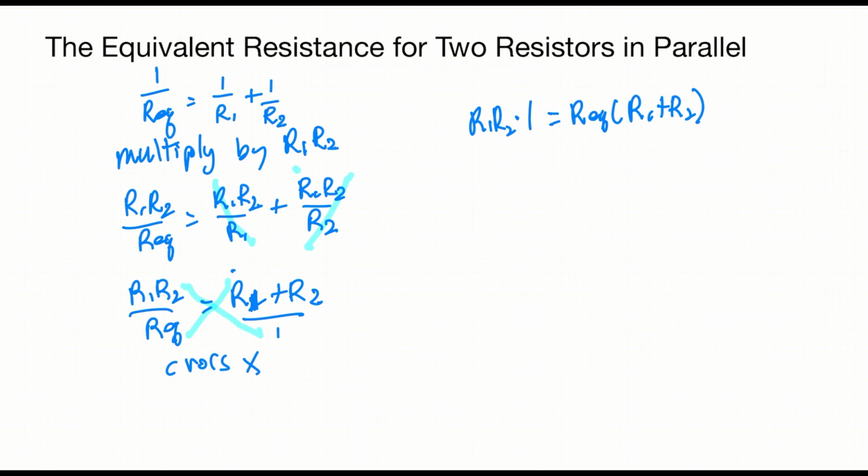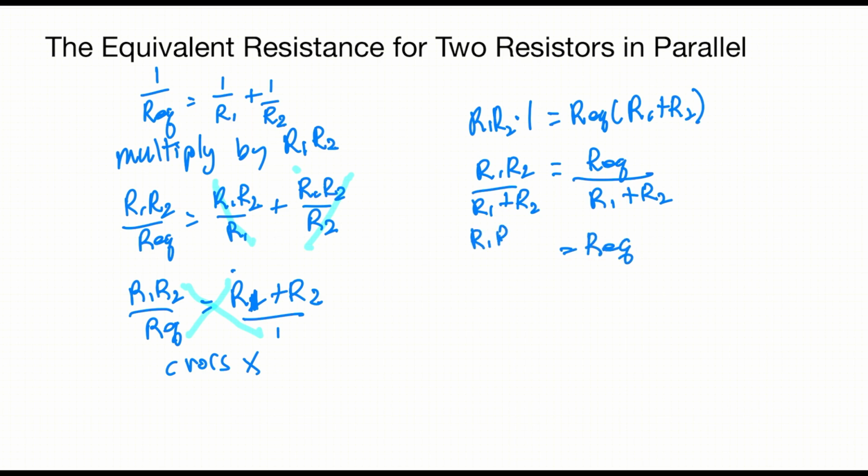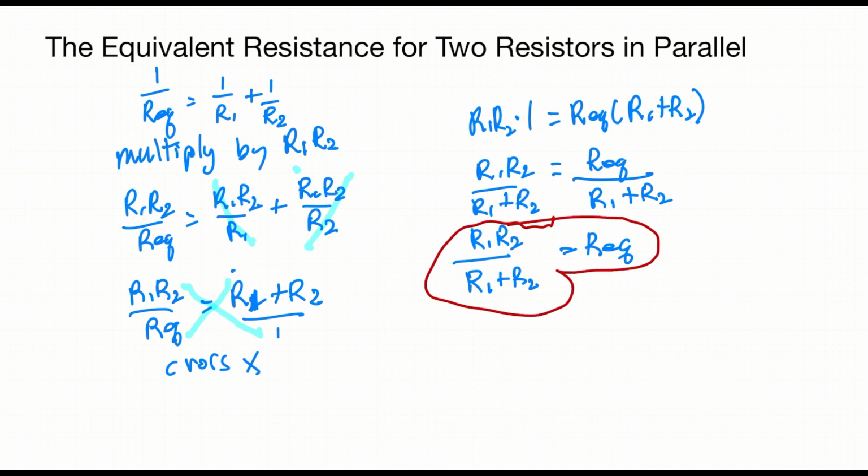If we want this in a simpler form, solving for R equivalent, we're just going to divide both sides of the equation by R1 plus R2. So we get R equivalent is equal to R1 R2 divided by the sum of R1 and R2. So there's a simplified formula for calculating the equivalent resistance for two resistors in parallel.